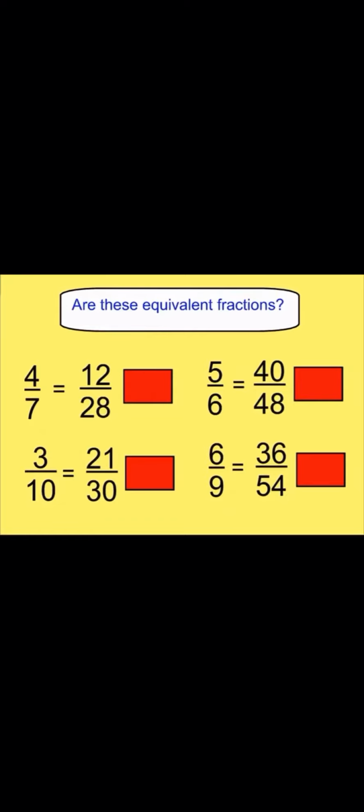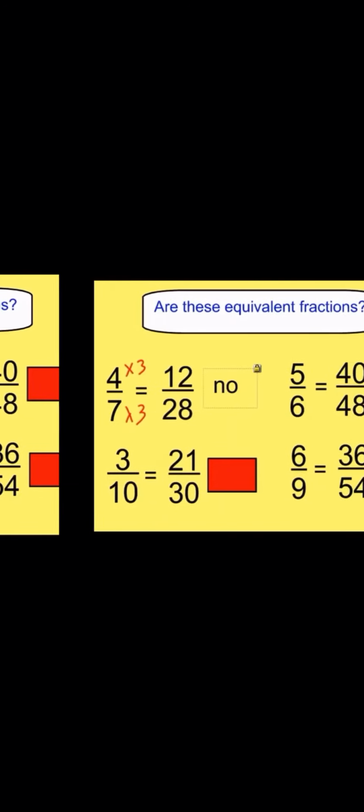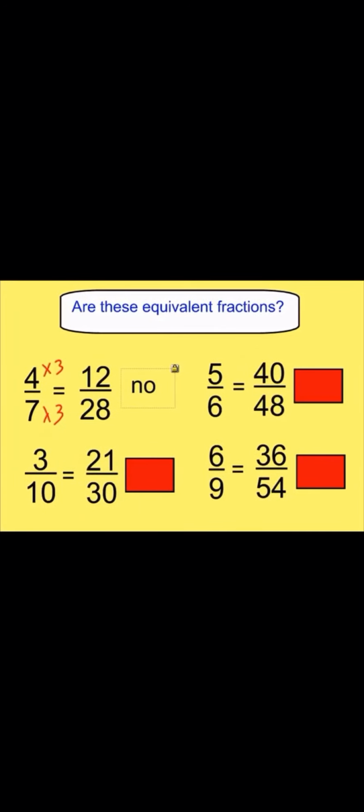So 4 times 3 is 12, and 7 times 3, what is it? 21. But look at this fraction, it has 28. So the answer is no. It's not equivalent fraction. Let's try another one.